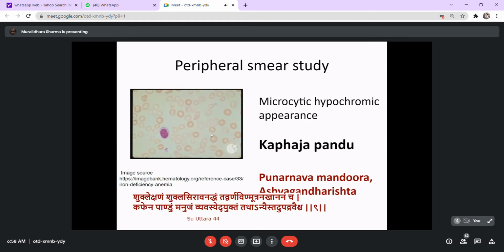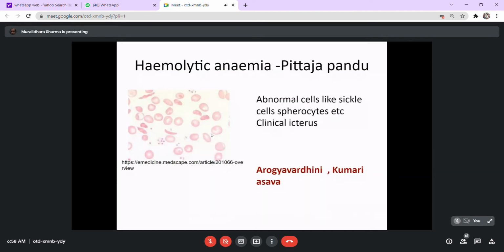Shukla Varna is exaggerated. Of course, Sushruta says even Shukla Siravanadham, the Shukla Sira is seen. We may not be able to look at that, but with the investigations of the smear study, that Shukla color can be made out. Of course, for treatment in such conditions, Kaphagna Aushadhis like Punarnava Mandura and Ashwagandharishta are preferred.